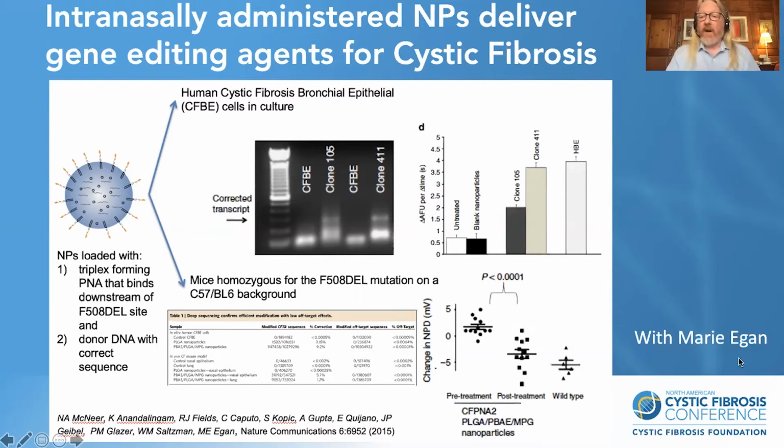All this work was done with Marie Egan, who many of you know, and saw that there was a statistically significant change in NPD that brought it much closer to the wild type condition. And if you collected cells and then measured percent correction, and we did this by deep sequencing, we found that with these nanoparticles, we got in culture cells almost 10% gene editing, and in the living animal, 1 to 6% gene editing, with cells collected at different parts of the respiratory system. This has been published, and the citation is here.